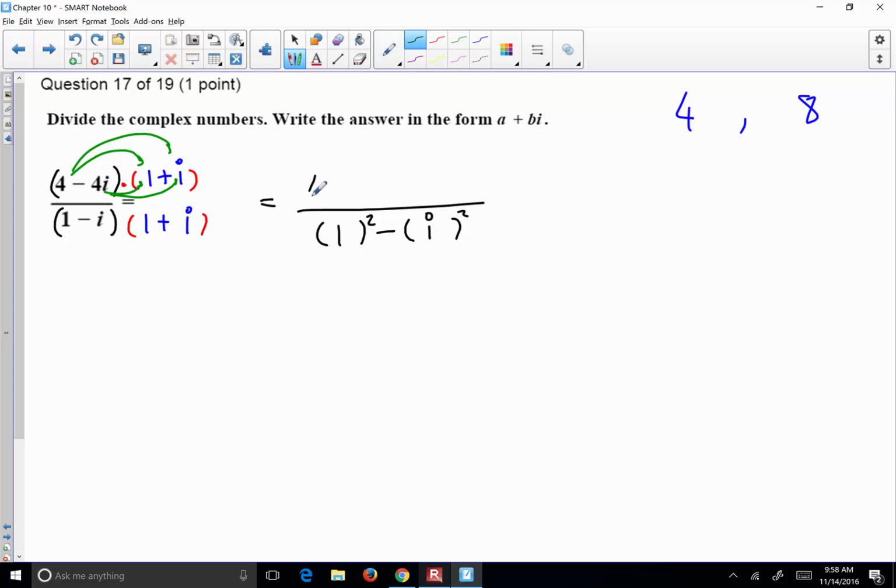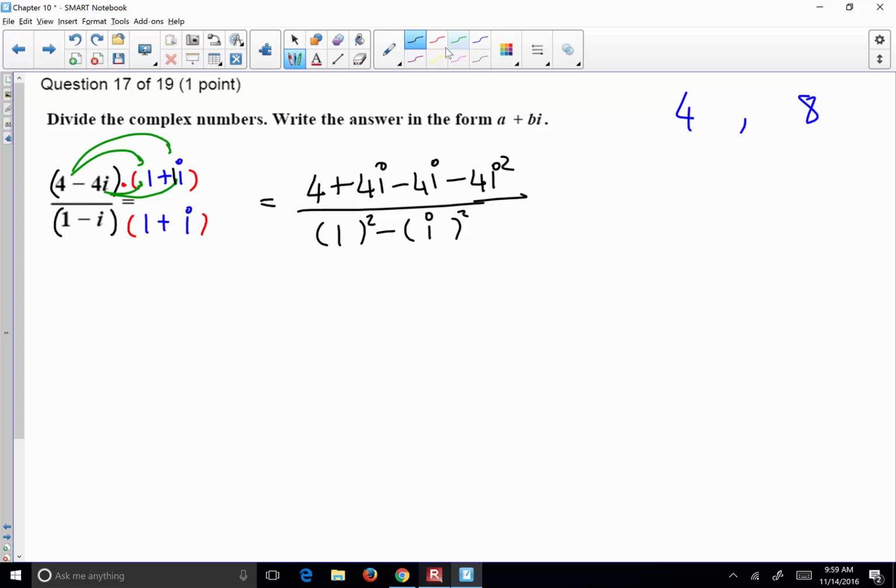First terms, 4 times 1 is 4. Outside terms, 4 times i is 4i. Inside terms, minus 4i times 1 is minus 4i. Last terms, minus 4i times i is minus 4i squared. Minus 4 times 1 is minus 4. i times i is i squared.